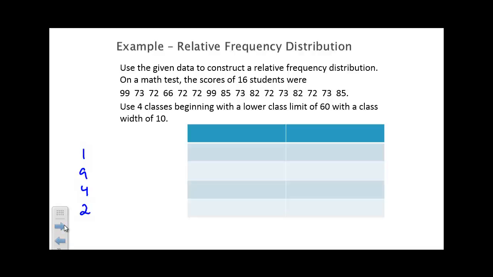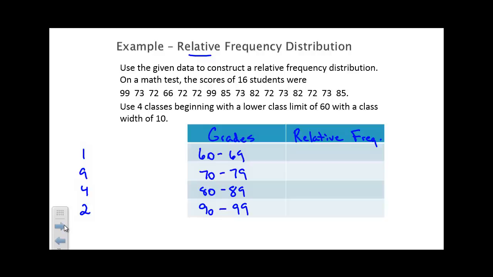Now this time we're going to create a relative frequency distribution. So relative frequency distribution, 4 classes beginning with a lower class limit of 60 with a class width of 10. So that part doesn't change. We're still going to call it grades, but this time we're going to call it relative frequency. The classes have not changed. It's going to go 60, 70, 80, 90, and then up to 69, 79, 89, and 99.